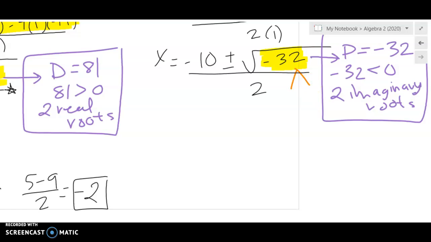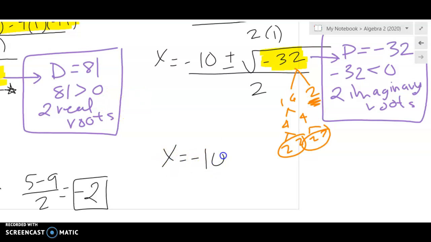What multiplies to 32? Well, I think of 16 times 2. What multiplies to 4? What multiplies to 16? 4 times 4. Multiplies to 4, 2 and 2. I'm going to circle my pairs, underline my leftovers, and let's clean this up. So I have x equals negative 10 plus or minus. I have a negative underneath the root, so that means I'm going to have an i with my answer. The pairs that I circled come to the outside, so a 2 and a 2 come to the outside. 2 times 2 is 4. But I have a leftover 2 that has to stay underneath the root. So this is what I have so far.